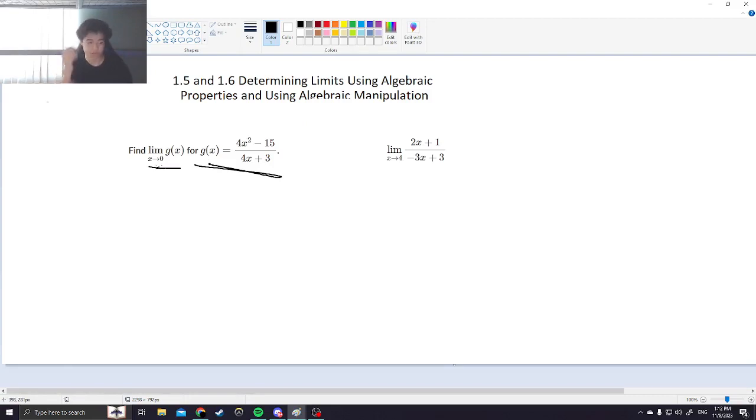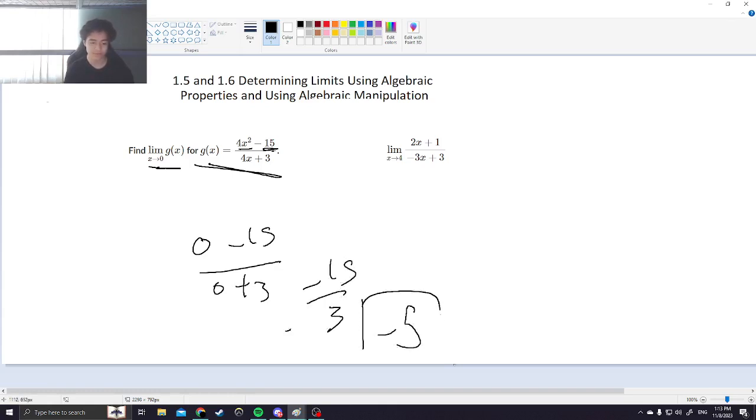So how could you do this? You could make a table. You could draw the graph. Both take forever. Or you could just plug 0 in for x. So if you're trying to find the limit, you plug 0 in. You're going to get 0 minus 15 over 0 plus 3. So your answer is negative 15 over 3, or negative 5. That's it. It takes 1 second. You just plug it in, get your answer. Very simple.